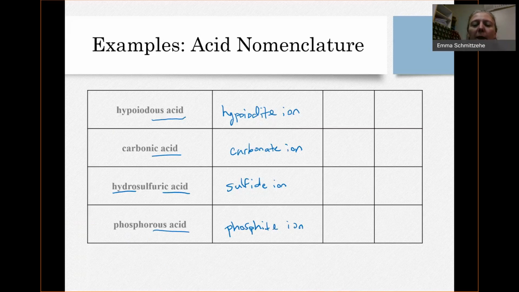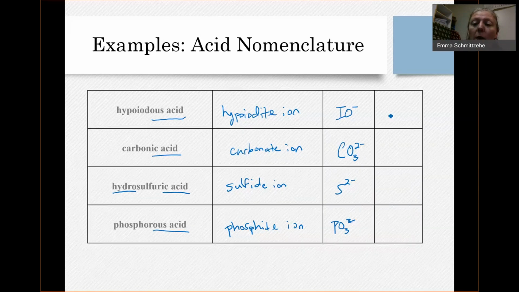Okay, so now we have those ion names, and then you need the ion formulas. So hypoiodite ion is IO minus. You have to have a good grasp on these ions, or you have to be able to look them up quickly. Carbonate ion would be CO3 2 minus, sulfide ion would be S2 minus, and phosphite ion would be PO3 3 minus. And then to get the acid formula, you would just combine each of those with enough H+ to get a neutral substance.